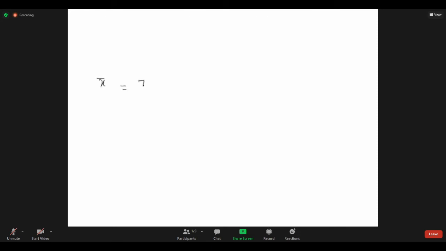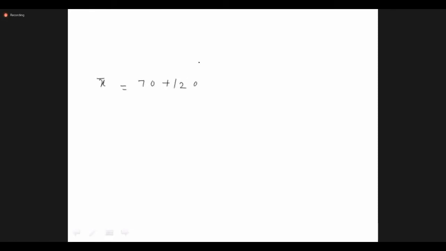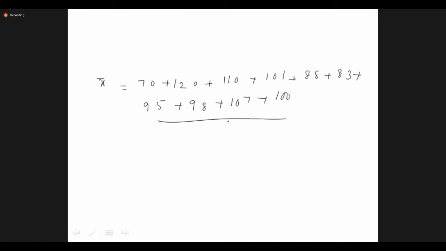X bar is equal to 70 plus 120 plus 110 plus 101 plus 88 plus 83 plus 95 plus 98 plus 107 plus 100 divided by 10. It is coming approximately 97.2. X bar we got.